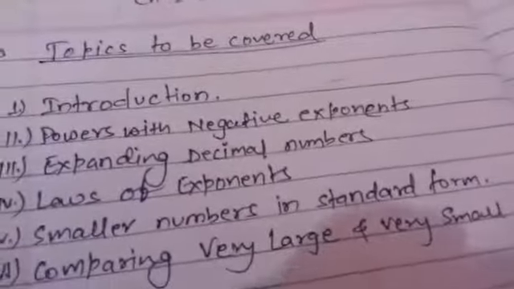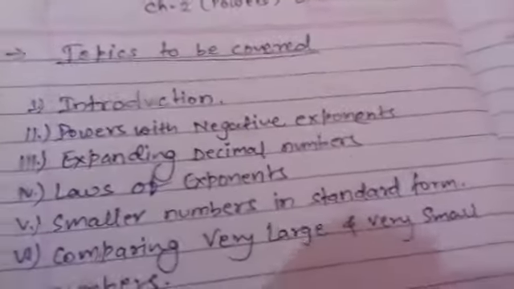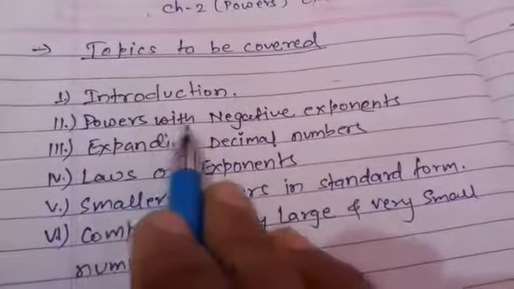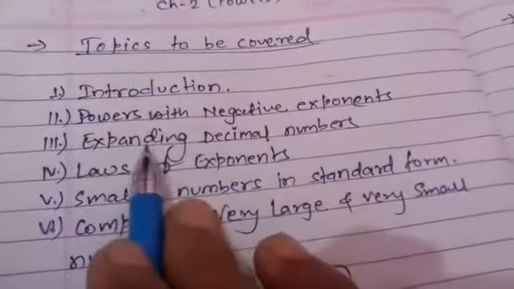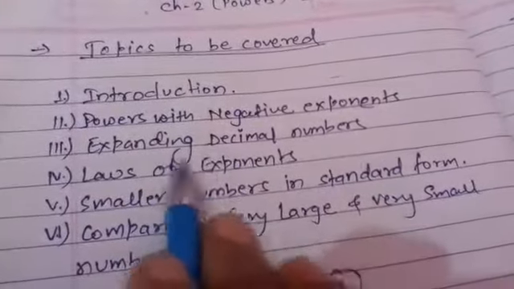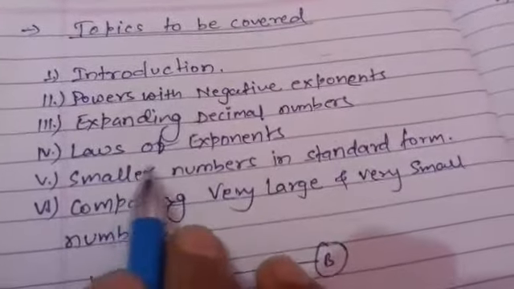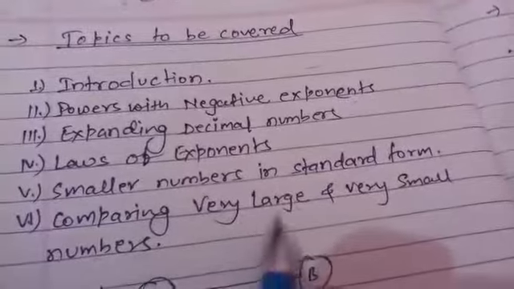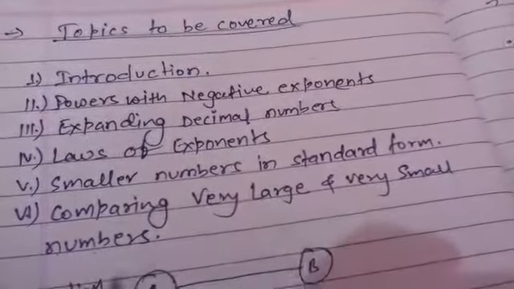Students, today I am going to start a new chapter, exponents and powers. You can see that I have written the topics which we are going to cover. At first, introduction part; second, power with negative exponent; third, expanding decimal numbers; fourth, laws of exponent; fifth, smaller number in standard form; sixth, comparing very large and very small numbers.